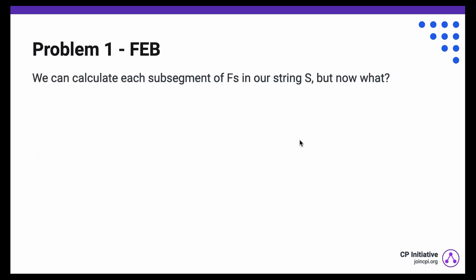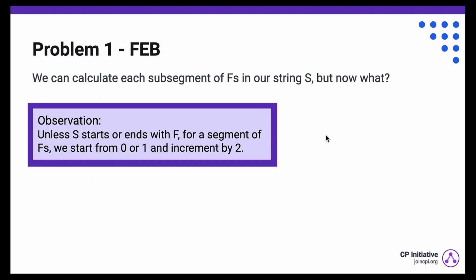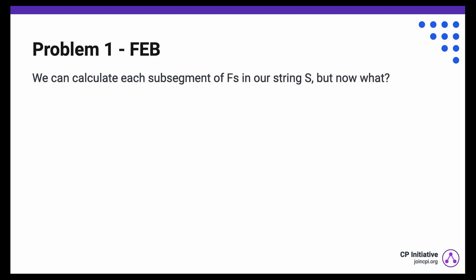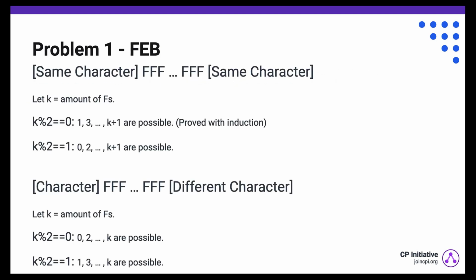So now we can calculate the answer for each subsegment of F's in our string, but we still need to combine those answers. The way to do that is with this observation: unless S starts or ends with an F, for any segment of F's we start from 0 or 1 and then increment by 2. And if you look at this slide right here, we see that this is in fact the case, where you're always starting from 1 or 0 and then going up by 2.